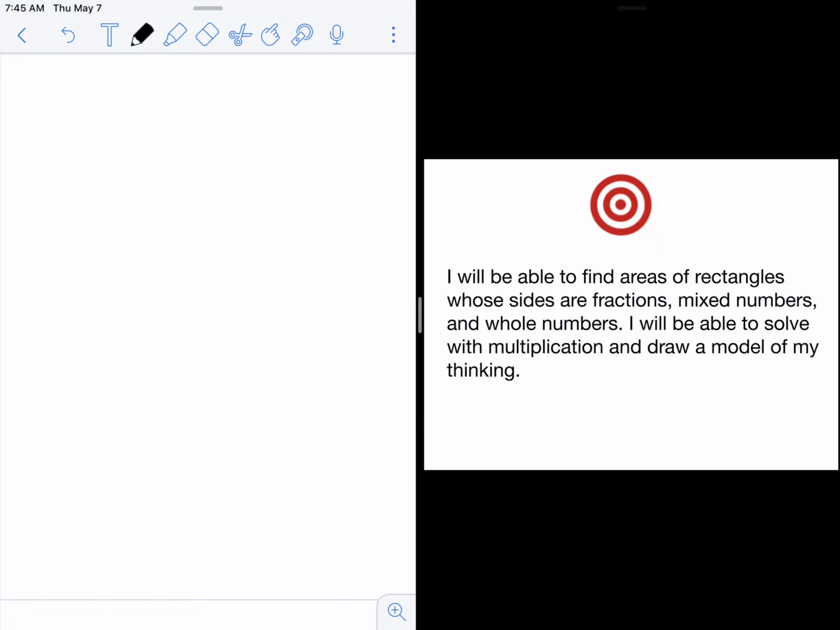This beautiful Thursday morning, we are on Module 5, Lesson 10. The target for today is: I will be able to find areas of rectangles whose sides are fractions, mixed numbers, and whole numbers. I will be able to solve with multiplication and draw a model of my thinking. The difference today is that the sides of our rectangles are going to be fractions, mixed numbers, and whole numbers. And notice that we are going to find the area today. We're not doing volume. So here we go.